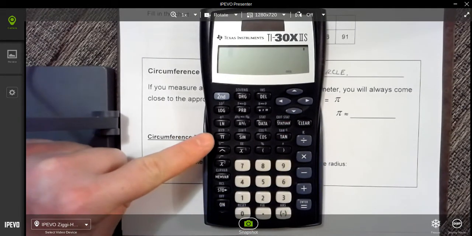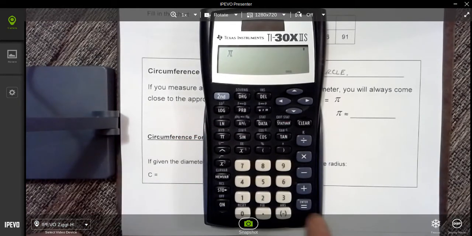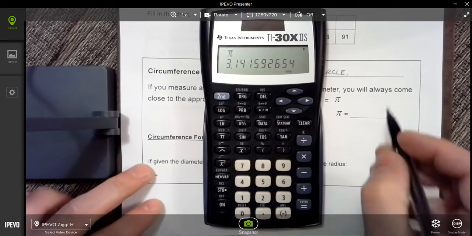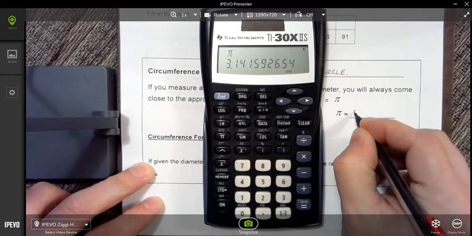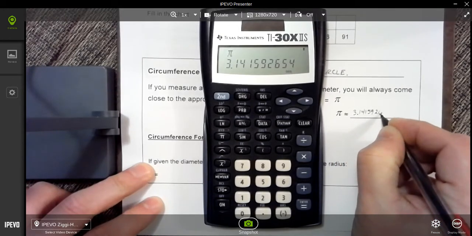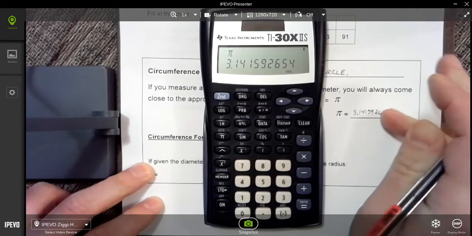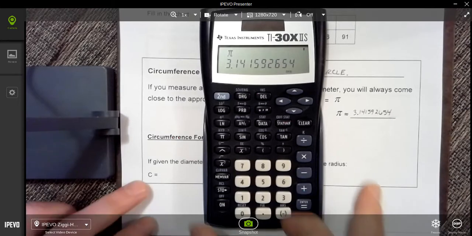And on my calculator, my pi key is right here. You might have it in a different place depending upon what calculator you have. But if we just push that key and then hit equals, there is the approximate value of pi. And we're going to write down all of the digits that we see there on the calculator. Pi is approximately 3.141592654. Okay, so those are the digits that we are going to use for pi.